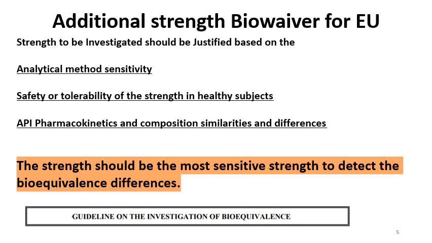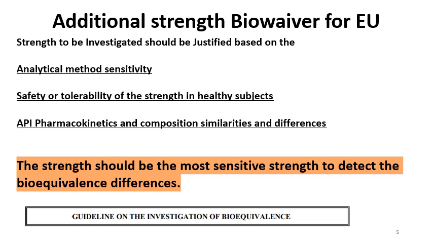One point you should always remember: if you are doing a bio study on one strength and you are applying for bioequivalence of the other strengths, then the strength should be compared to the BE strength and not to the innovator.